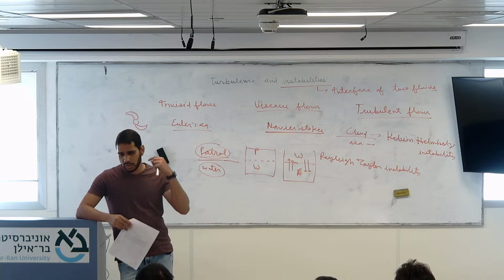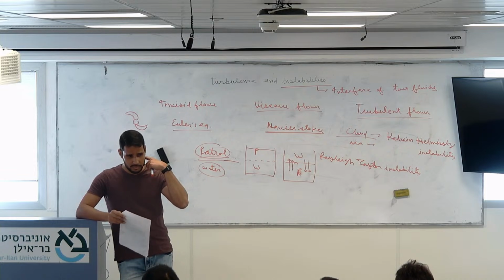Third is something which is not exactly instability, which is gravity waves, not gravitational waves. Gravitational waves are different. Gravity waves are different.